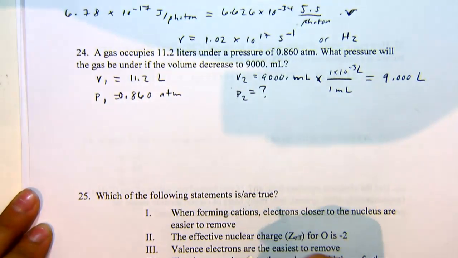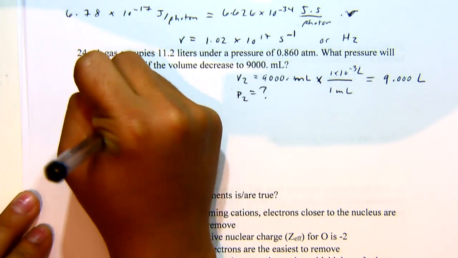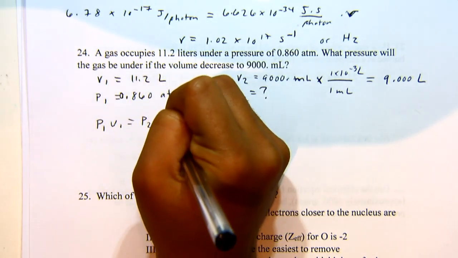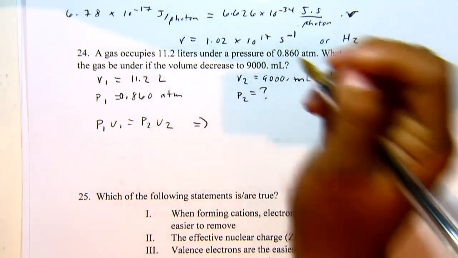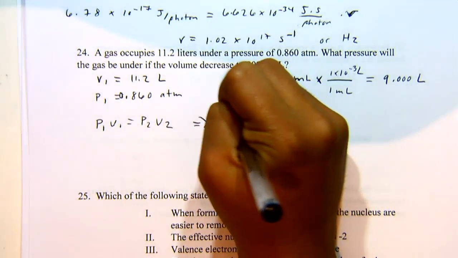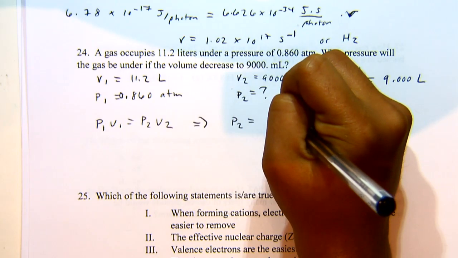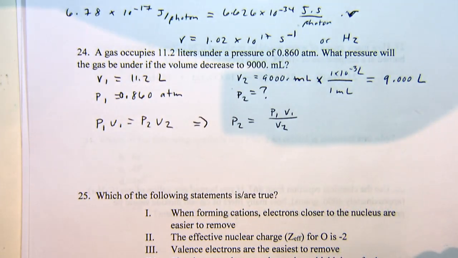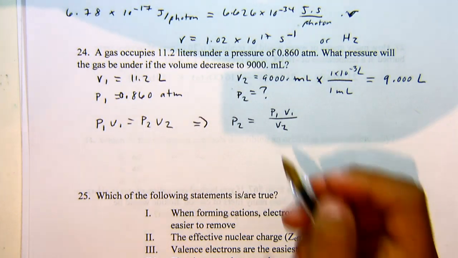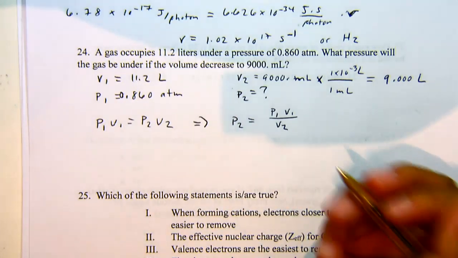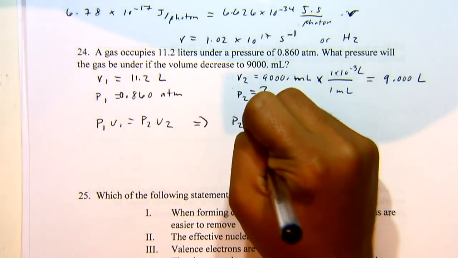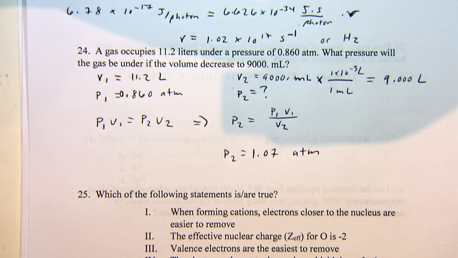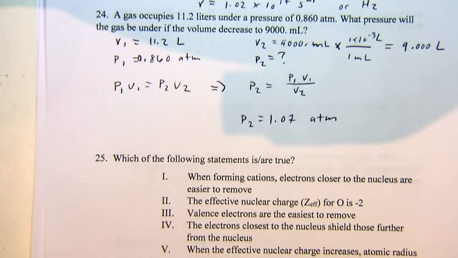We don't know that. So now this is where you can use that relationship that we know of, pressure times volume equals the second pressure times the second volume, and manipulate this equation to solve for our second pressure. P2 equals P1 V1 over V2. Once you set everything in there appropriately, based on what we labeled, you'll go ahead and solve and you'll get 1.07 atm for P2. Great.